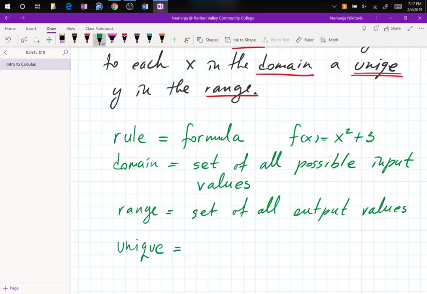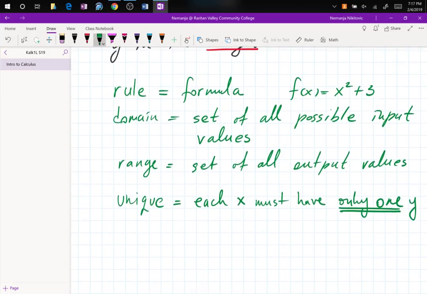Now, this simply means that each x must have only one y. It's like in that movie Highlander, there can be only one. I don't know if you've seen that. You definitely have.